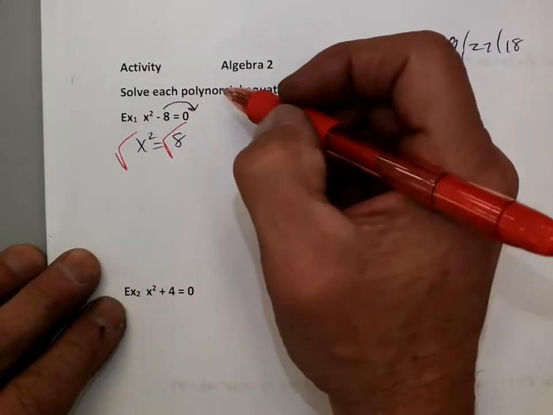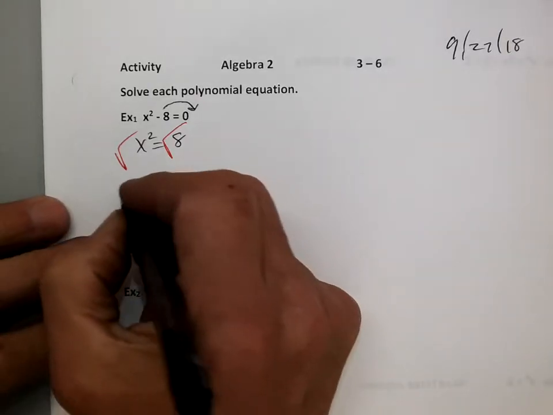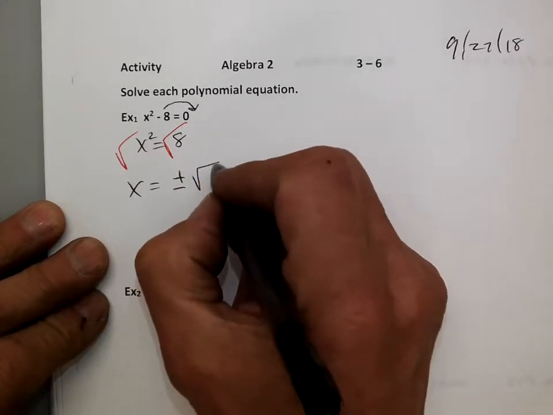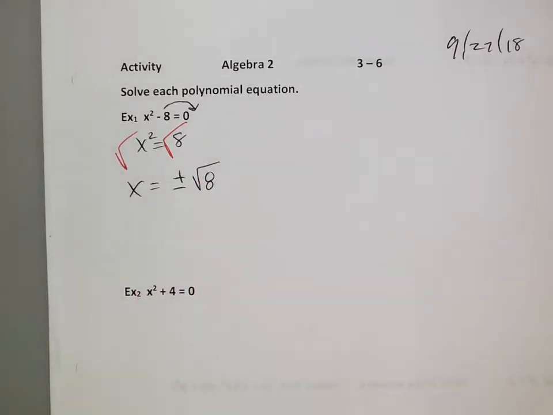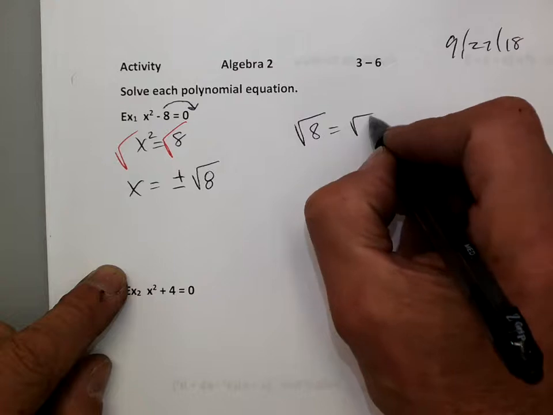But how many answers are there? 2, right? So we will say x is equal to plus or minus, with square roots, plus or minus the square root of 8. Now that's a great answer. I would accept that answer. A better answer, I know that the square root of 8 can be rewritten as the square root of 4 times the square root of 2.